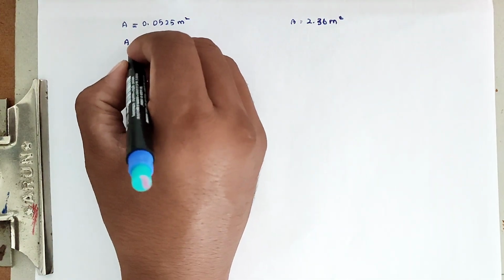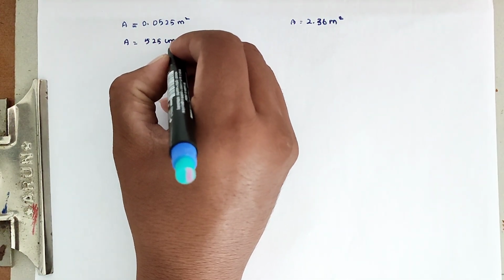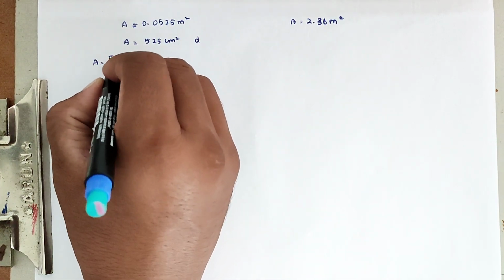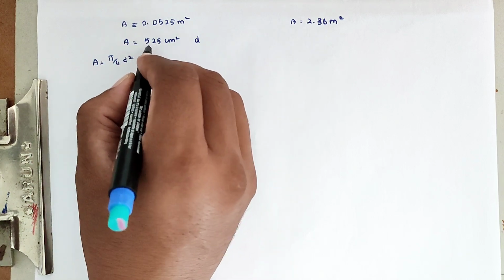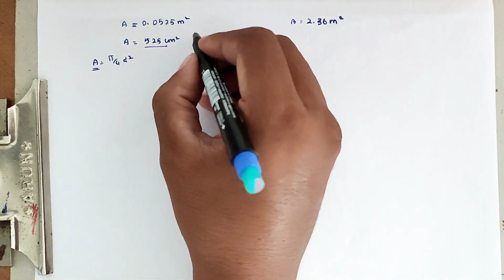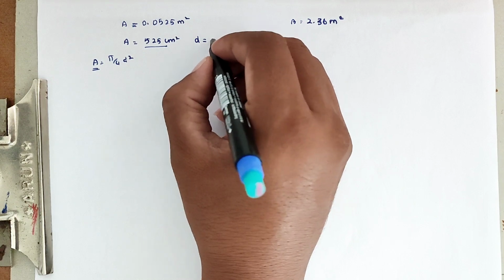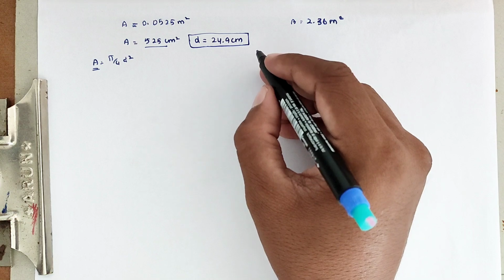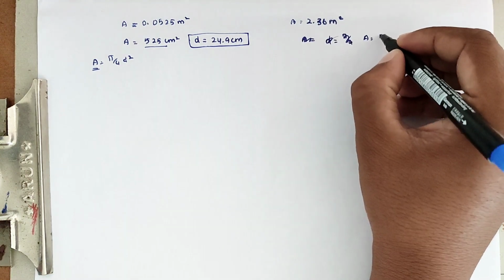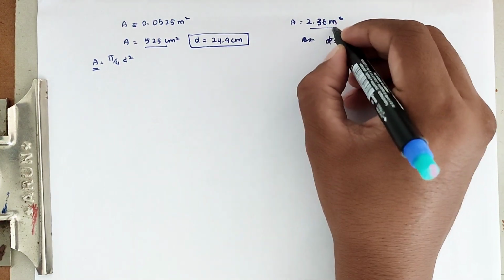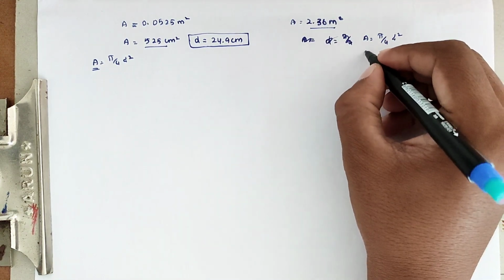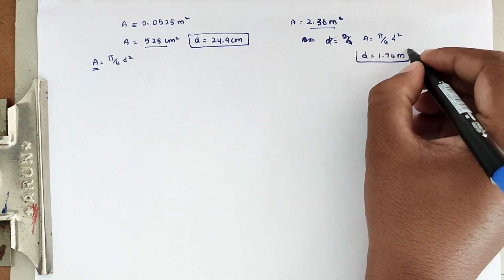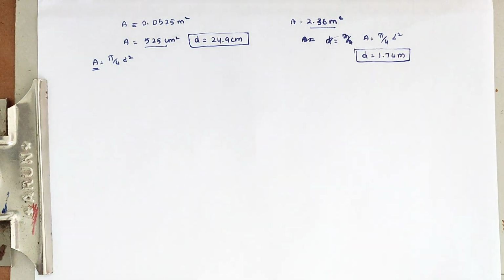From that we can find the diameter. We convert the area to 525 centimeter square. Now area equal to pi by 4 into D square. Substituting 525 as the area, we got the diameter as 24.9 centimeter. So this is the conduit diameter for the small town. For the large city, area equal to pi by 4 into D square, substituting 2.36 as the area, we found the diameter as 1.74 meter. This is the diameter of the conduit.